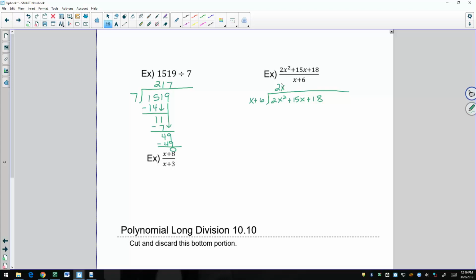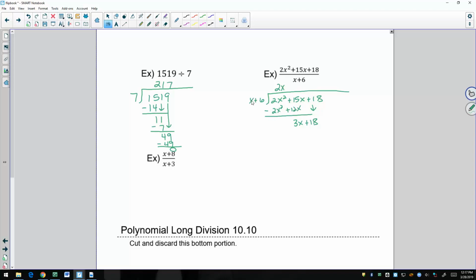Now you multiply whatever you put up here by what's out in front, and you put that answer underneath, and then you're going to subtract down and then start over. So 2x times x is 2x squared. You always want the first term to cancel out when you're subtracting down. So that will cancel out, and then 2x times 6 is 12x. Now when I subtract down, you'll notice the first terms do go away, but 15x minus 12x is 3x. Bring down the plus 18, and now you start the process over.